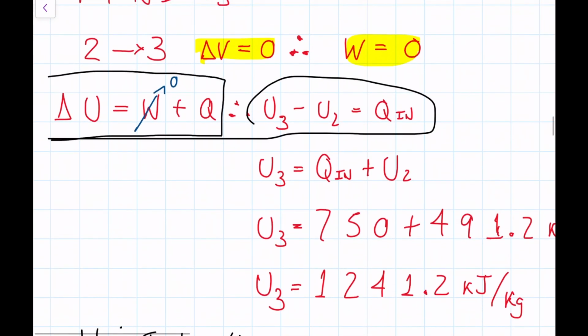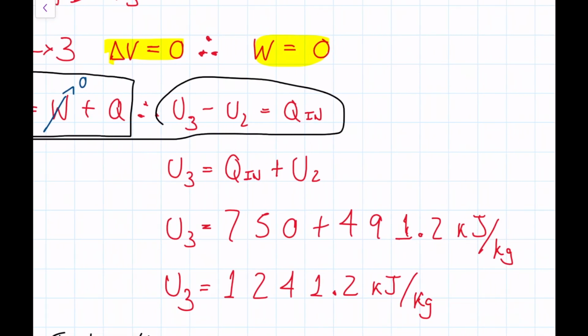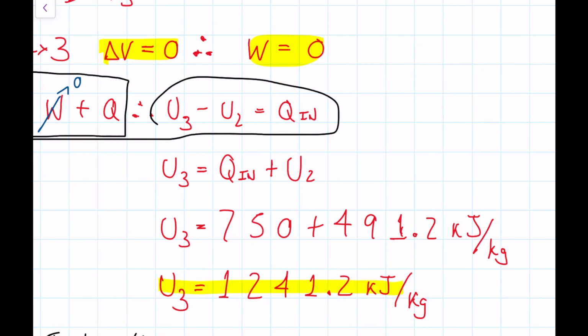So check out what we have here. We know U2. Remember I grabbed that from the interpolation, the same place I grabbed the temperature 2. I know Qin, 750, so I can just sum these two guys up and get my U3. And once I have U3, I've defined pretty much the third state, right? Because then, if you remember, I can grab temperature, I can grab internal energy, I can grab VR3, I can grab PR3, I can grab entropy and so forth, right?